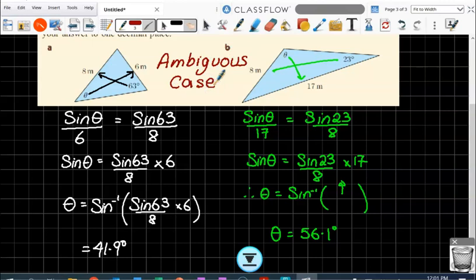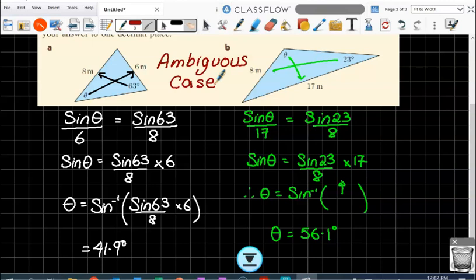Big? No, it's not big. Oh, I love that expression. Say that again. Shrouded in mystery. Excellent. Ambiguous. Unclear, possibly. And in this case, what it means is that we could have two solutions for the triangle with the information that we've been given.